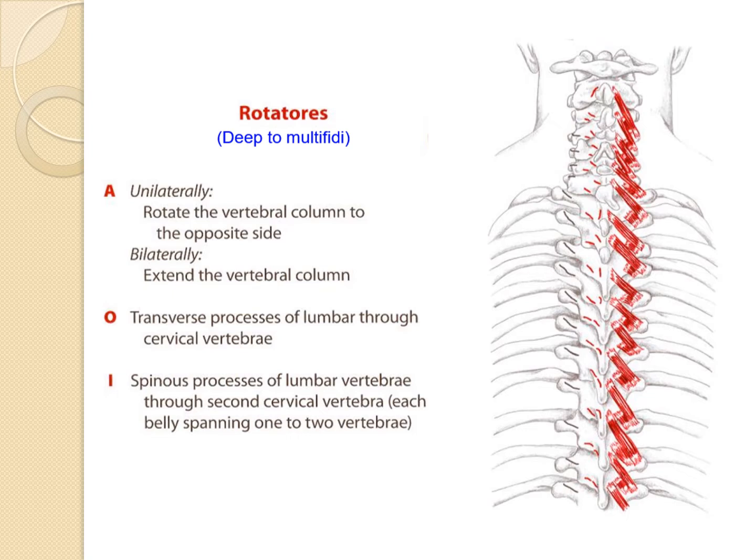The rotatories muscles are deep to the multifidi and also assist in rotating the vertebral column to the opposite side and in extension of the spine. They originate on the transverse process throughout the spine and insert on the spinous processes of the vertebrae 1 to 2 segments above them, rather than 2 to 4 segments higher for the multifidi.